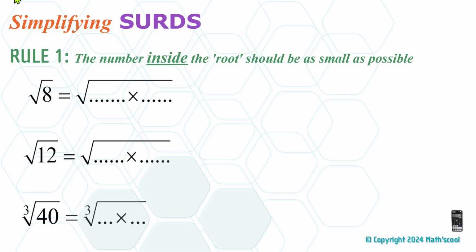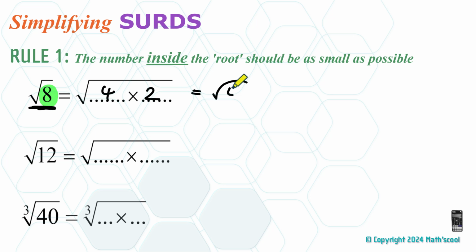So the first rule is the number inside the square root should be as small as it can be. And so if you want to reduce that number, what you've got to do is find a square number that goes into 8. Square numbers are like 1, 4, 9, 16, 25. But obviously we don't want to use 1 because that will be rubbish. So we want to use 4. Well, 4 is good. 4 goes into 8. So we're going to rewrite that as 4 times 2. That's the same as square root of 8, square root of 4 times 2.